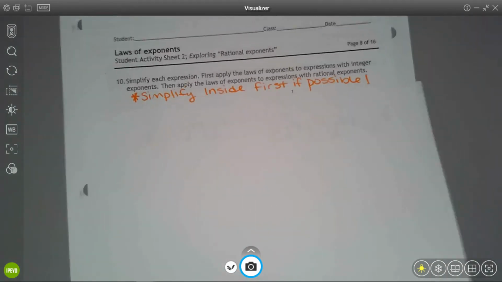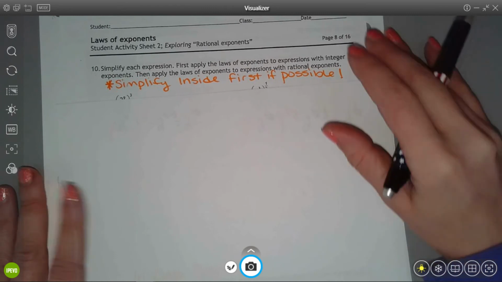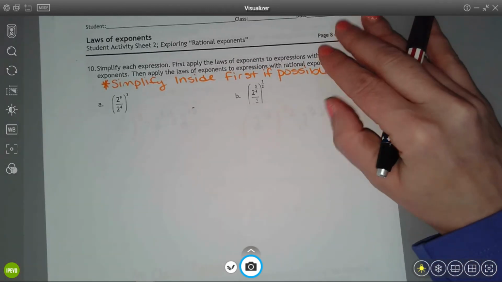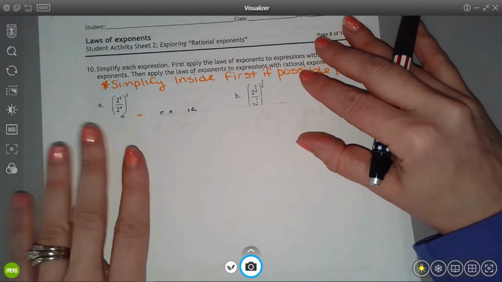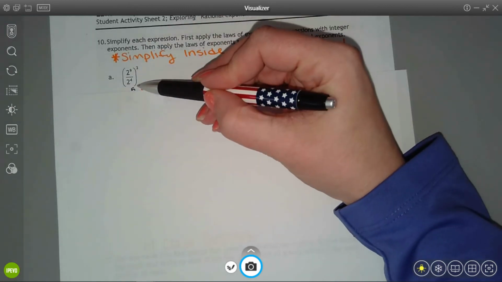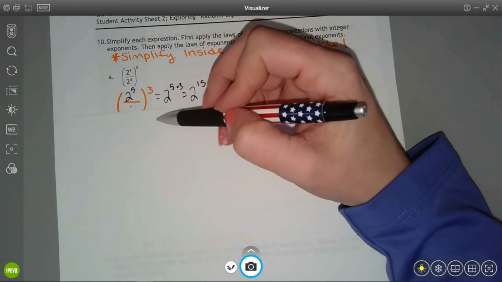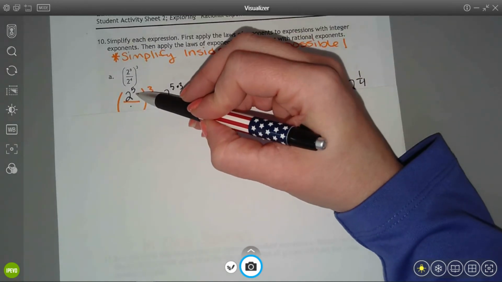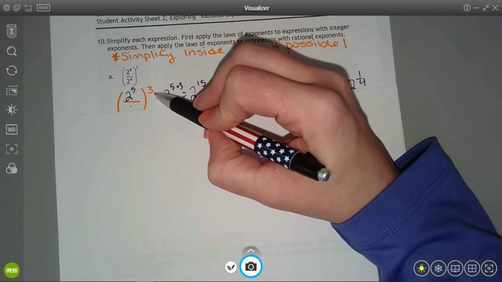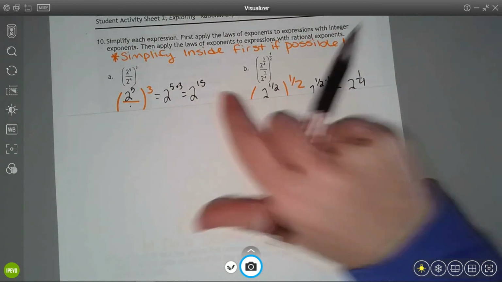Okay. On number 10, the big idea here, guys, is you need to simplify first. Okay, simplify first. So when I look at this, I have same bases inside. Where are my 2's bigger? They are bigger in the numerator by how many? 5. Now I have 2 to the 5th power raised to the 3rd power. Multiply those to get 2 to the 15th.